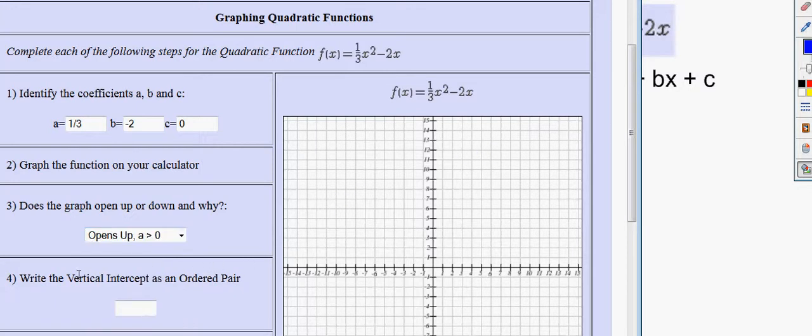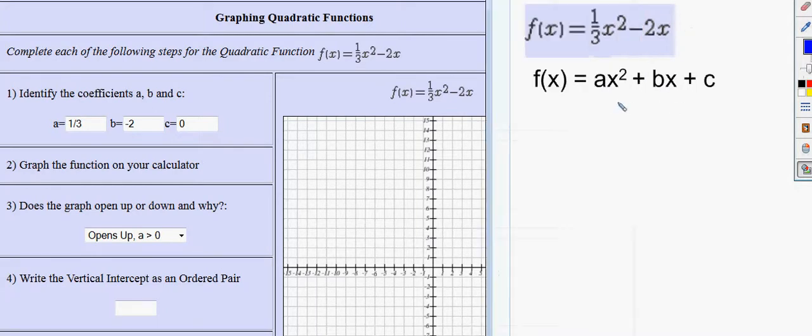It tells me to, number 4, write the vertical intercept as an ordered pair. A vertical intercept is always where the input is 0. And if you watch the video, I showed that when you plug 0 into any quadratic, you always get out c. So 0, c is going to be my vertical intercept. So in our case, c, if you remember right, was 0. So this is a special case for the vertical intercept.